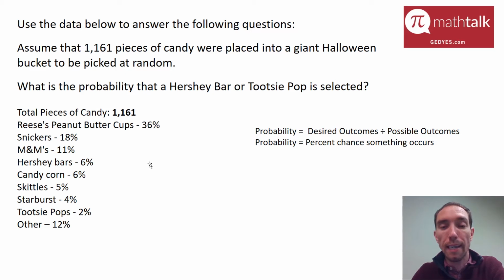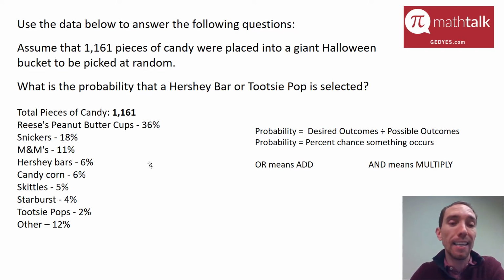So we are going to take that information as well as the information about the fact that in probability terms, OR means add and AND means multiply. So if you're looking for the probability of this or that, you're going to add the probabilities together. If you're looking for the probability of this and that, then you're going to multiply the probabilities together. So we're going to use that information to solve this question.